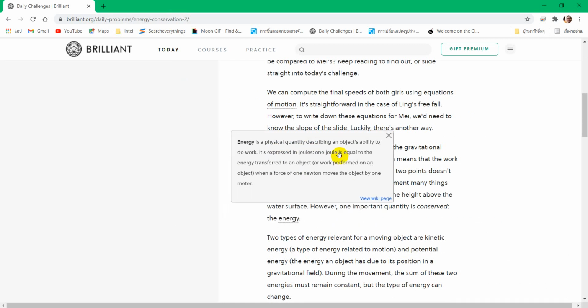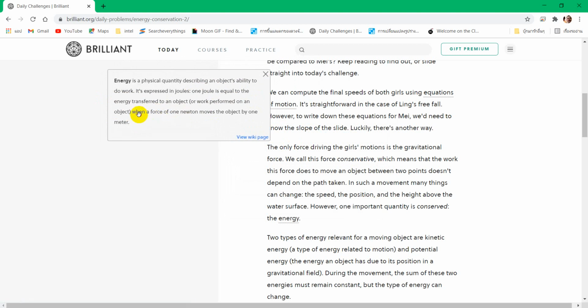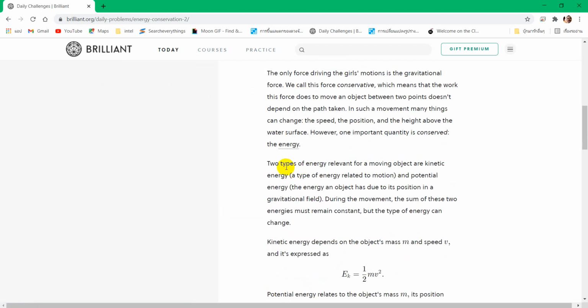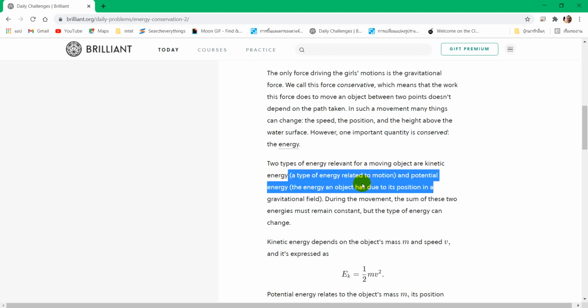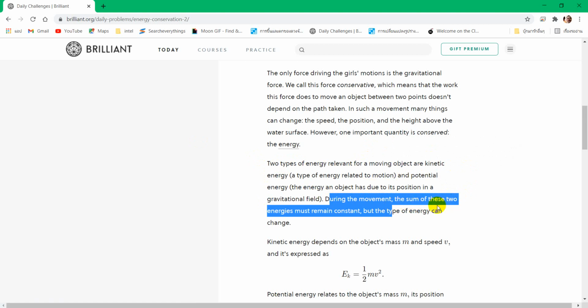One joule is equal to the energy transferred to an object, or work performed on an object, with a force of 1 newton that moves the object by 1 meter. Two types of energy are relevant for a moving object: kinetic energy, a type of energy related to motion, and potential energy, the energy that an object has due to its position in a gravitational field. During the movement, the sum of these two energies must remain constant, but the type of energy can change.